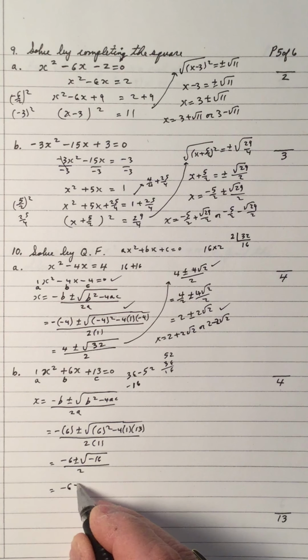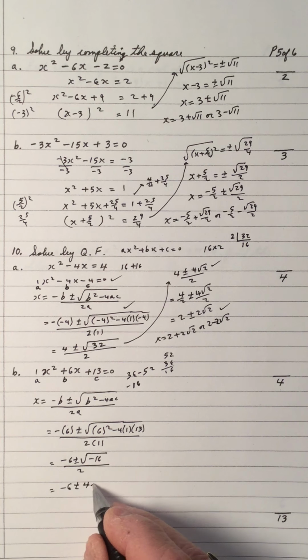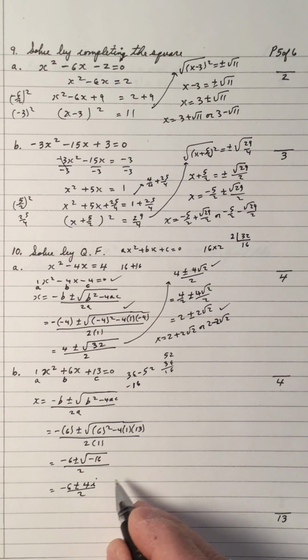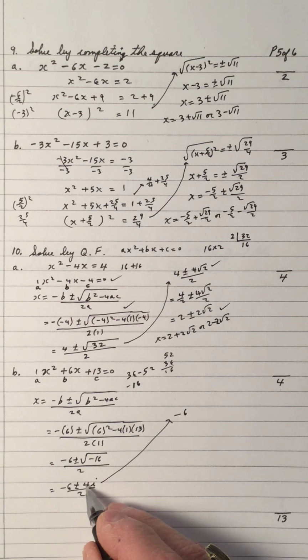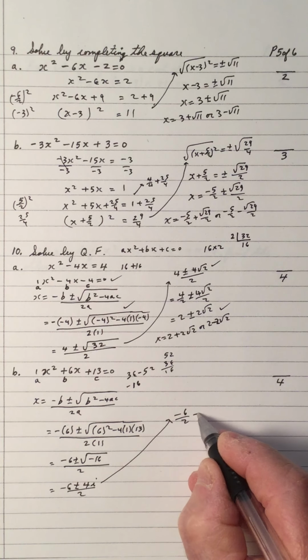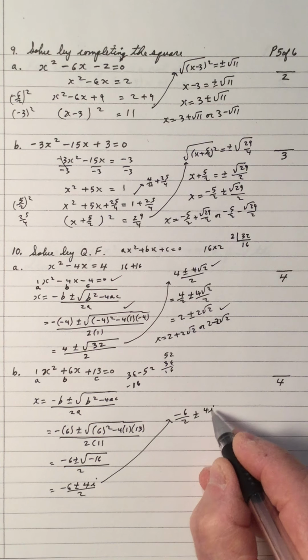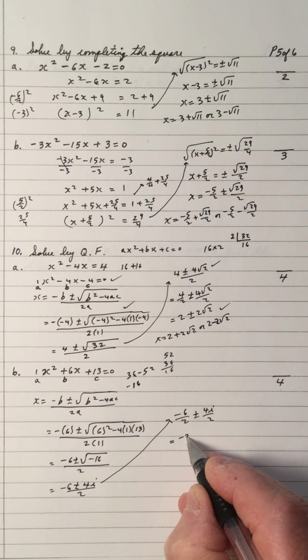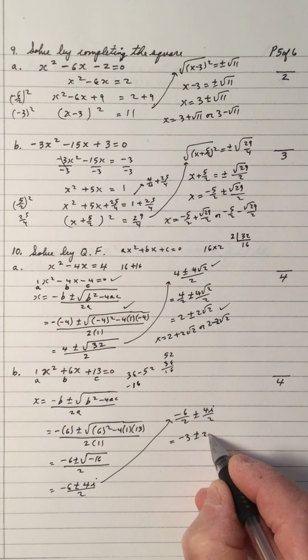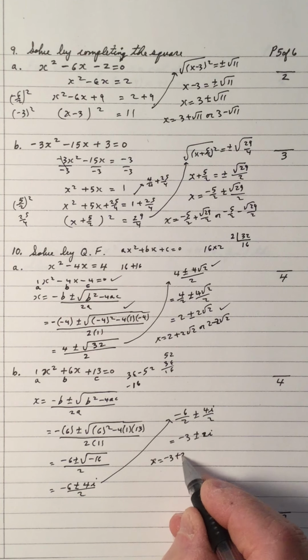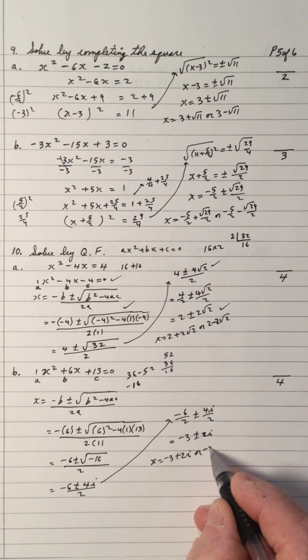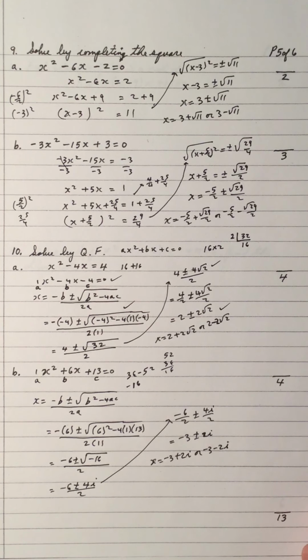So it's a negative 6. The square root of 16 is 4, and the square root of a negative number is an i. You can't add or subtract them, so you go negative 6 over 2 plus or minus 4i over 2. So that's negative 3 plus or minus 2i. And the roots are negative 3 plus 2i, negative 3 minus 2i. And you got 4 marks.